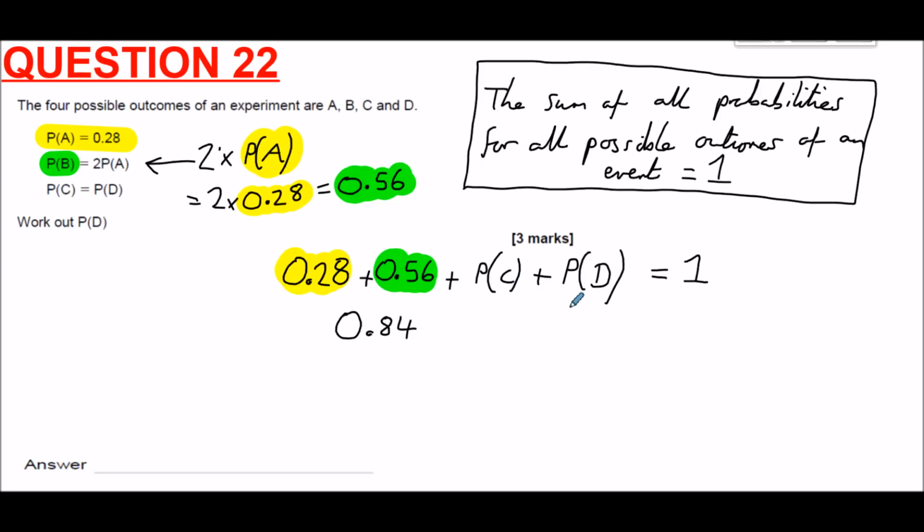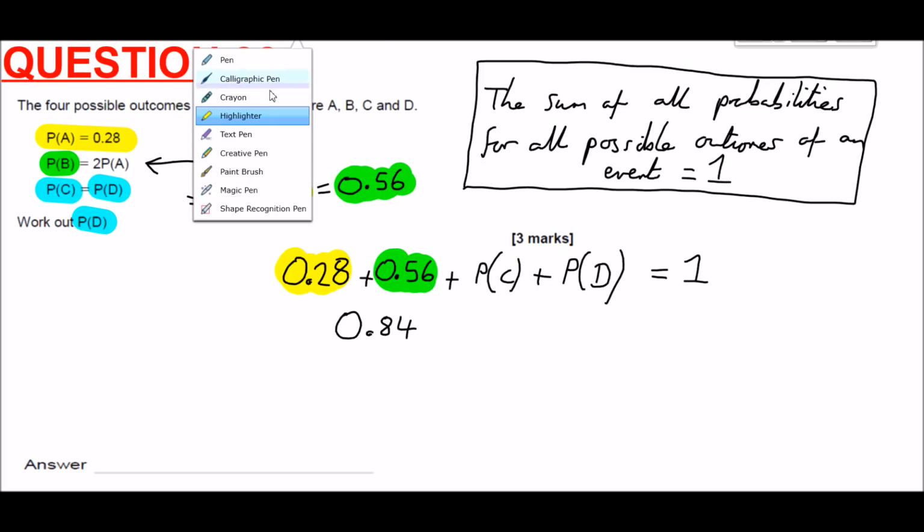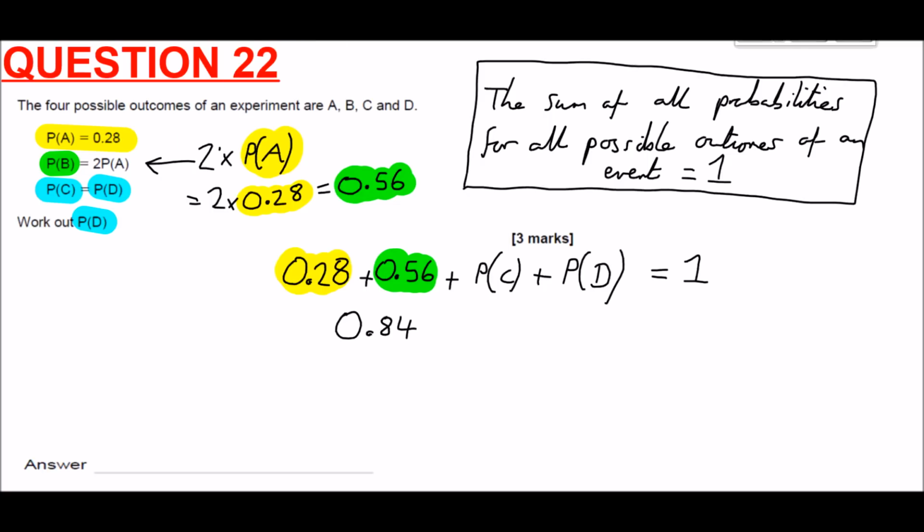Now, these two are equal. The probability of C and the probability of D are equal. And so because of that, we can say that the probability of C is the same thing as the probability of D. So what I'm going to do here, using this fact, is just replace C with D, because they're one and the same thing. So if that's the probability of D, then the probability of C is the same as the probability of D. So by swapping one with the other, I'm not really changing anything at all.